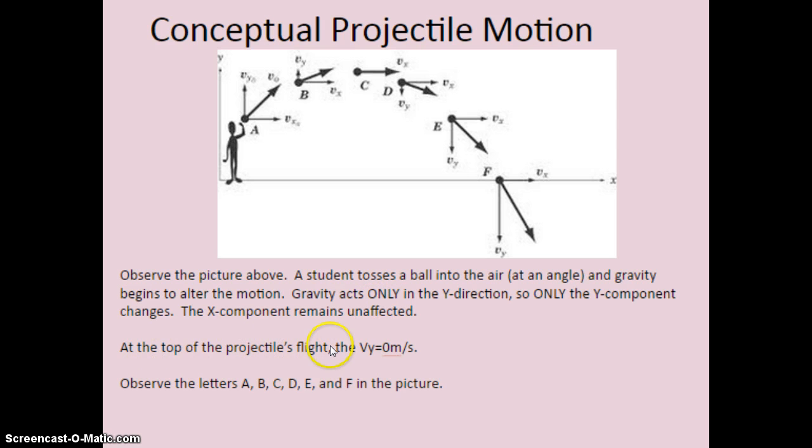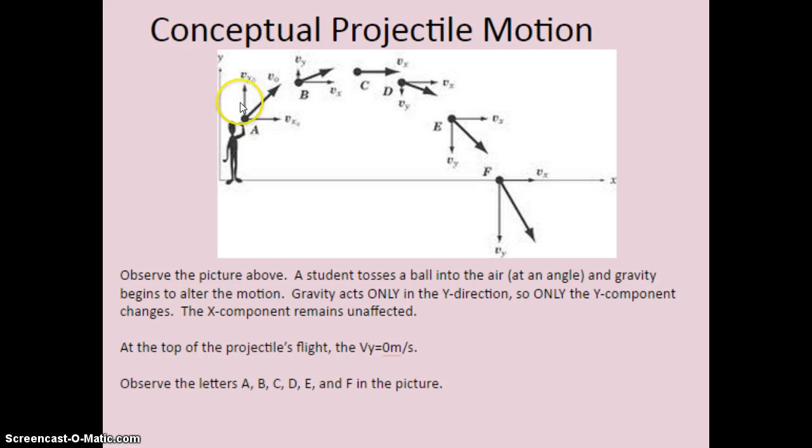At the top of the projectile's flight, the v of y is 0 meters per second. So we're going to go through this. We're going to observe letters A, B, C, D, and E in the picture. So as soon as this student tosses this ball right here, this is the resultant velocity. But the resultant simply tells me it has a velocity in the x direction and a velocity in the y direction. But the velocity in the x direction is going to stay constant throughout the entire object's flight. It's the v of y that's going to be changing.